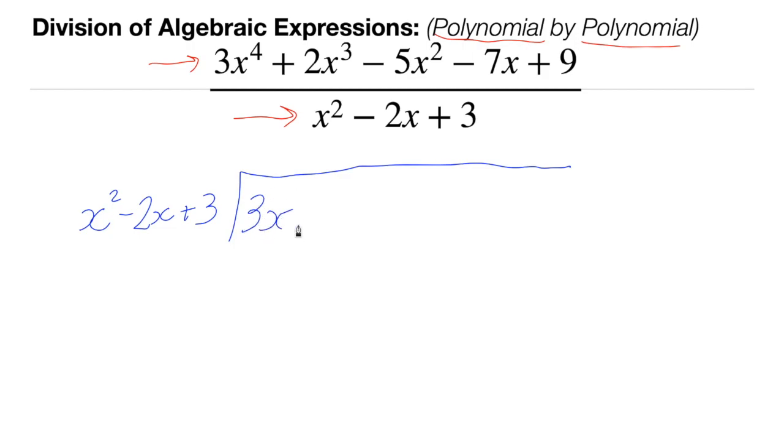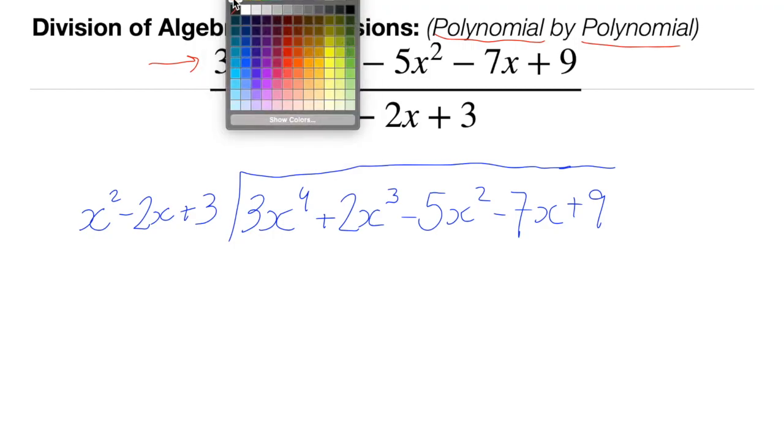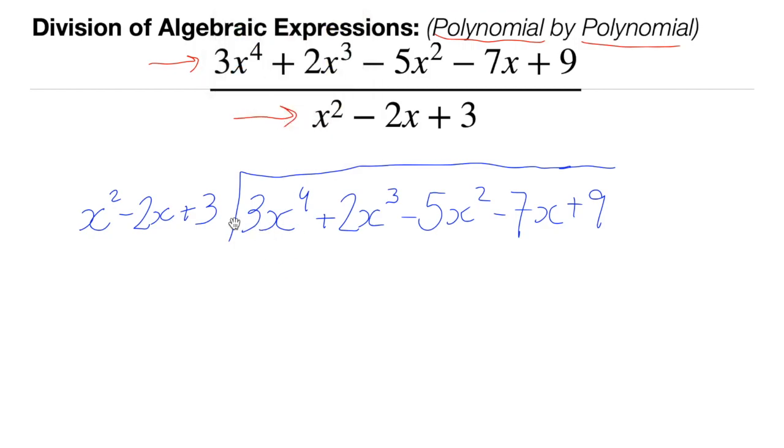I forgot its proper name, sorry. 3x to the fourth plus 2x cubed minus 5x squared minus 7x plus 9. Okay, there you go. Now, what are we going to do? And I want you to listen in each of the steps that I will be teaching you from here on.